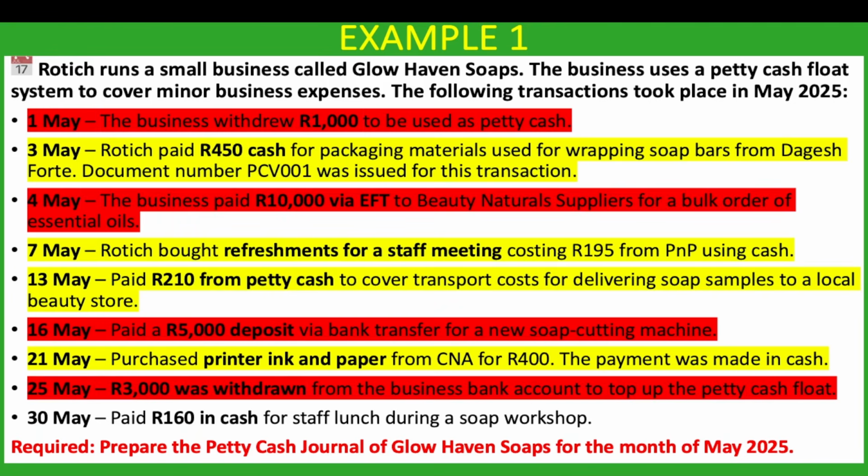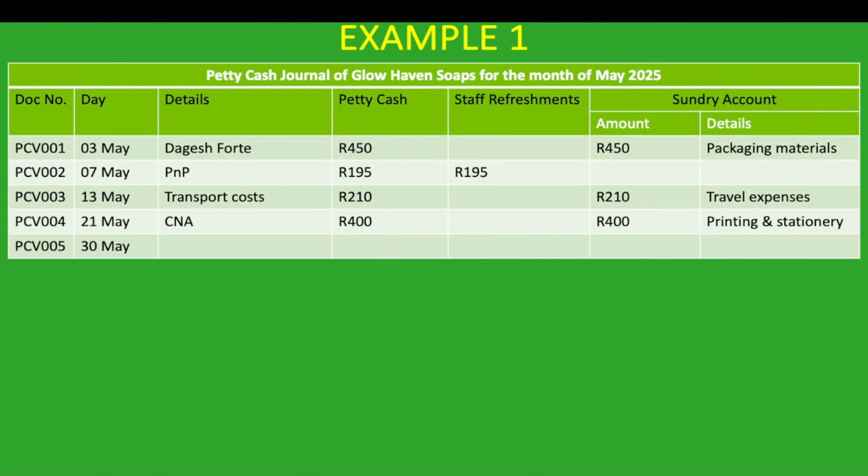Lastly, 30th of May, paid 160 Rand in cash for staff lunch during a soap workshop. And you can see here we paid in cash, so that definitely goes into the petty cash journal. So it's the 30th of May and we don't have the document number, so we're going to call it PCV005. And so let's do that. There we go, PCV005 document number, and the day is 30th of May.